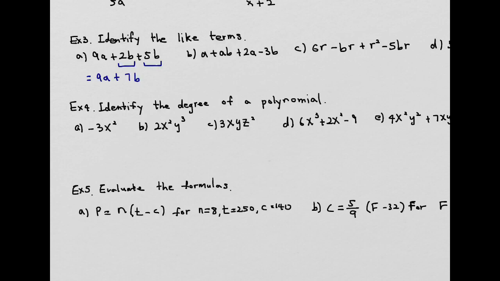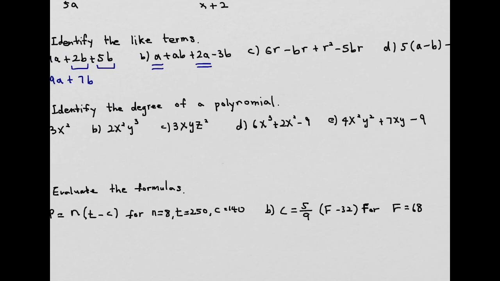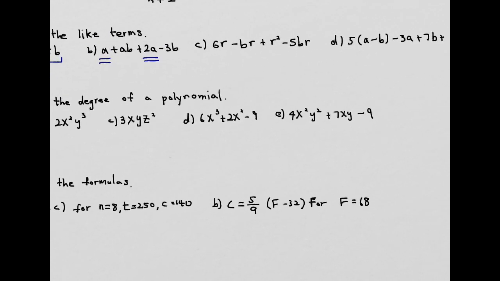So I have 1a and 2a as the like terms. And ab and minus 3b, you do not have like terms because they don't have the same variable. Again, we're not adding or subtracting. We're just going to locate the like terms in this exercise.